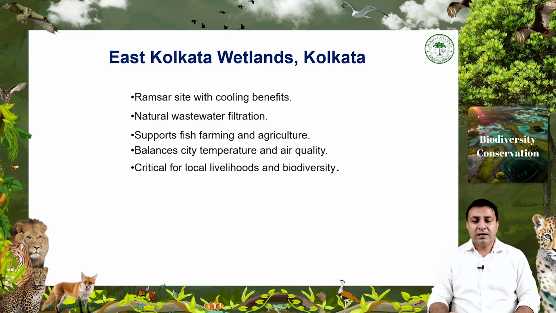Another is the East Kolkata Wetland. Recognized as a Ramsar site, the East Kolkata Wetlands absorb heat and provide natural cooling for the nearby urban areas. This wetland plays an important role in filtering city wastewater, thus also supporting fish farming and providing numerous agricultural resources. The wetlands are also essential for balancing local temperatures, improving air quality, supporting local livelihoods and preserving biodiversity.